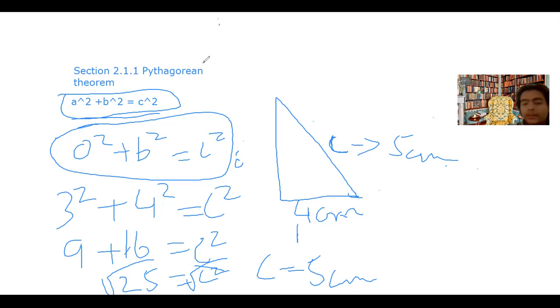Okay, so let's say we know the value of C, that is 5. We know the value of B, and we need to find the value of A. Again, you can take this side as B. It doesn't matter which you take, but it matters that you recognize C as the side opposite the 90-degree angle. So let's just say C is 5 centimeter, and let's just say A is not given. So I'm gonna clear this.